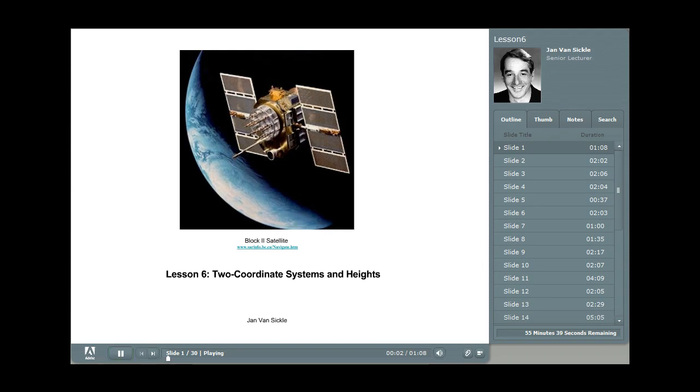Welcome to Lesson 6 of the GPS course, and this time we'll be talking about two coordinate systems and have a little bit of discussion concerning heights. We've touched on that a little bit.